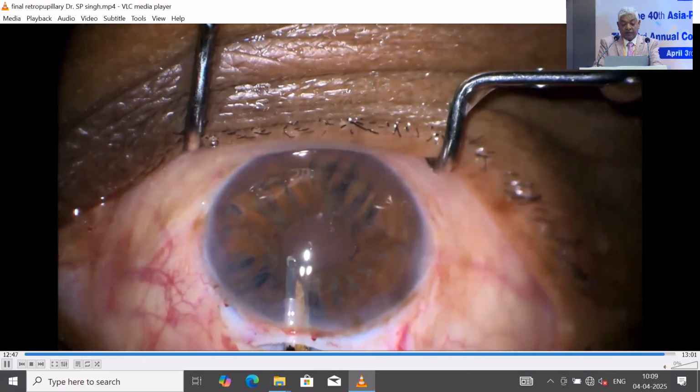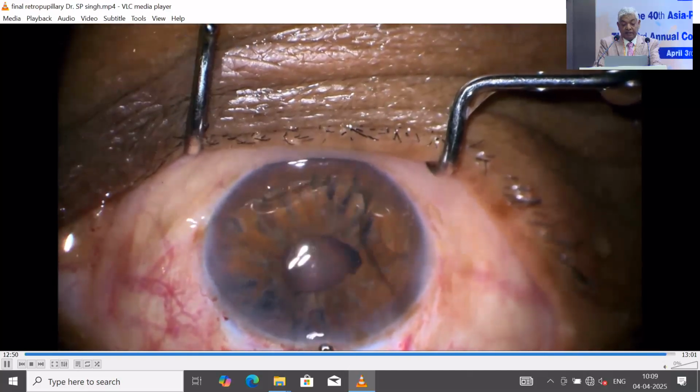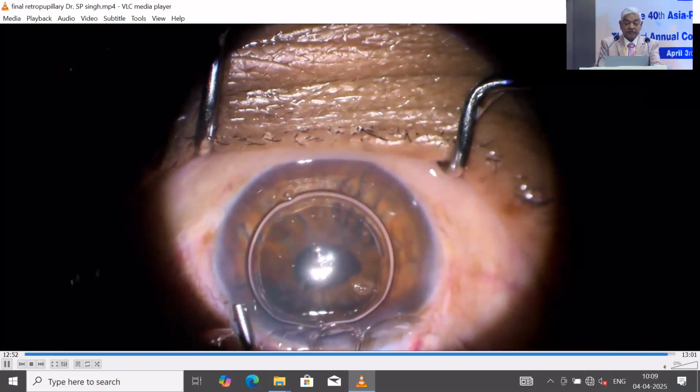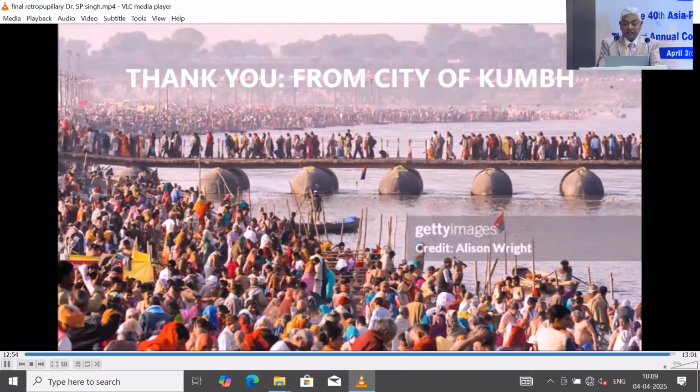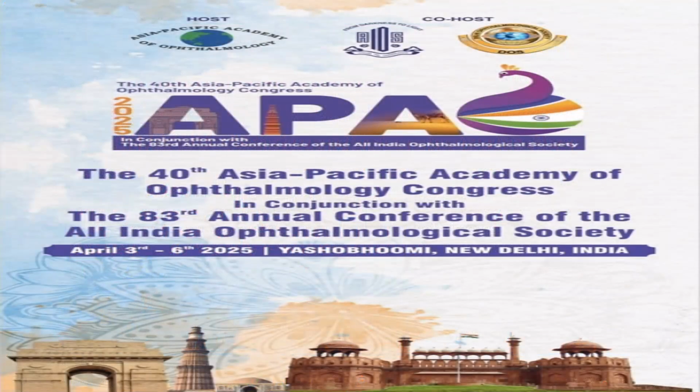And you can implant. You can see this is a rare case, but even in this situation, how the pupil is well centered and how you can implant the lenses is appreciated. Thank you very much from Holy Kum City, Pyasdar.